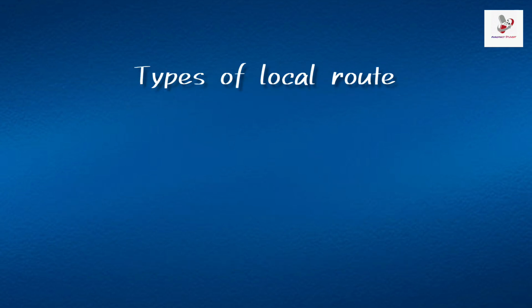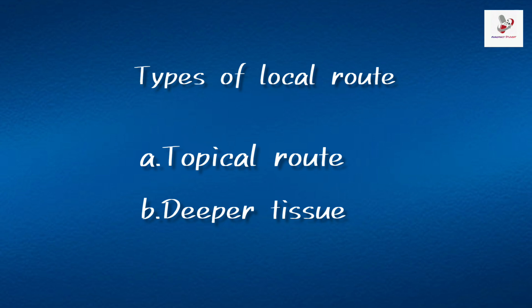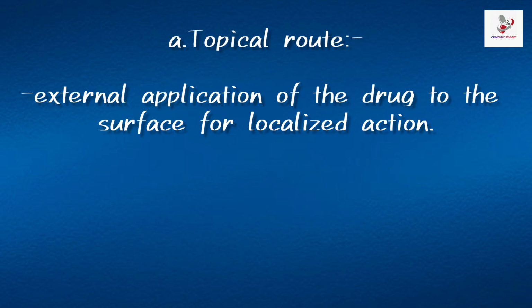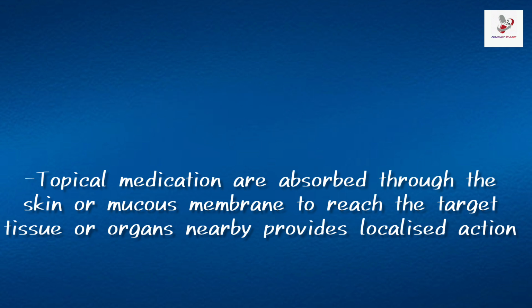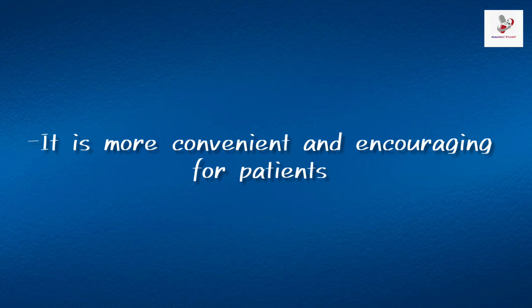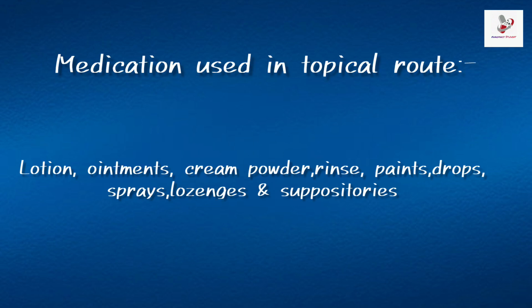Going to the types of local routes. First one topical route, second one deeper tissue, and third one arterial supply. So the topical route refers to the external application of the drug to the surface used for localized action. In this, the drugs can be easily delivered to the localized lesion on the skin, oropharynx, eyes, ear canal, and vagina. The drugs are absorbed through the skin or mucous membrane to reach the target tissue or organs nearby, providing localized treatment. And it is more convenient as well as encouraging to the patient. The medications used topically are lotions, ointments, creams, powders, rinses, paints, drops, sprays, lozenges, and suppositories.